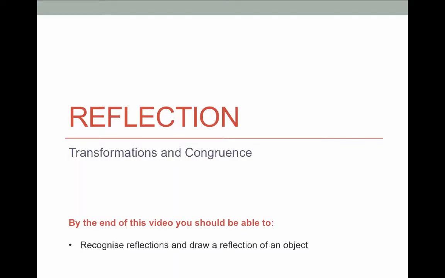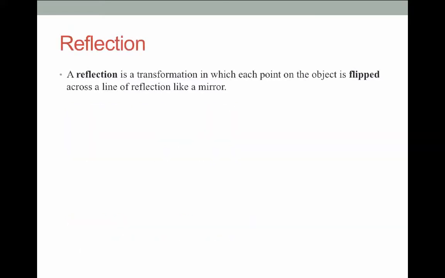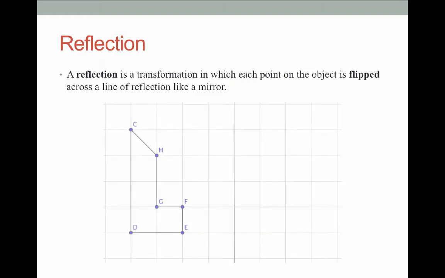By the end of this video, you should be able to recognize reflections and be able to draw a reflection of an object. So let's take a look at what that means. A reflection is a transformation. It's a movement in which each point on an object is flipped across a line of reflection, sort of like a mirror. Let's take, for example, this picture here.